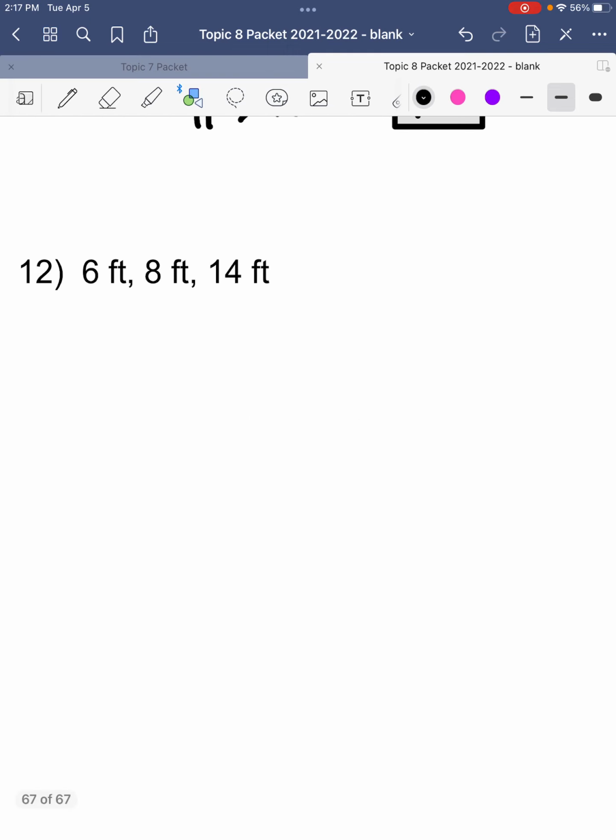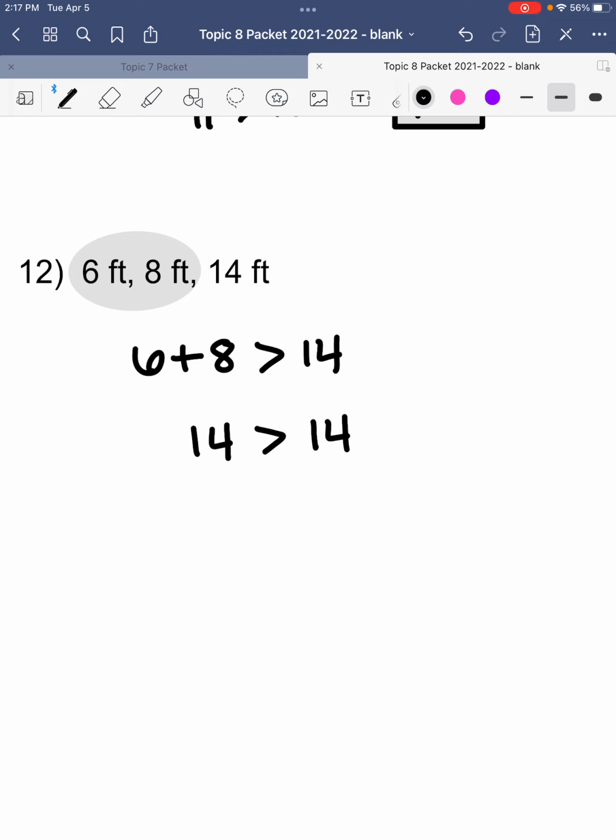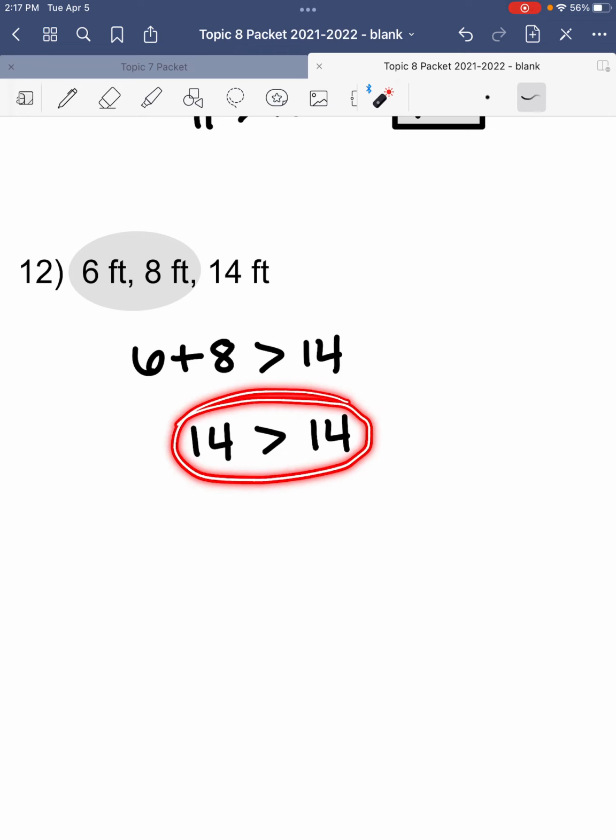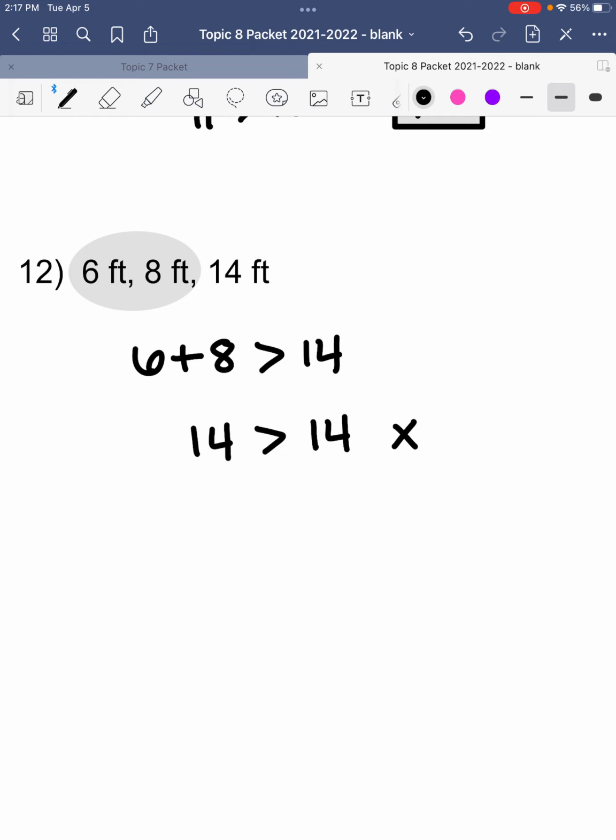Last one, 6 feet, 8 feet, and 14 feet. What are my two smaller side lengths? Well, they're 6 feet and 8 feet, right? So I'm going to add them together. 6 plus 8 is greater than 14. Well, what is 6 plus 8? 6 plus 8 is 14. So 14 is greater than 14. Let's read that again. 14 is greater than 14. No, 14 is equal to 14. So that is not a true inequality. So these side lengths cannot form a triangle.